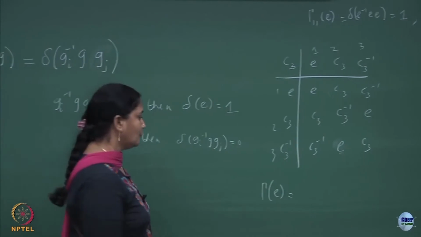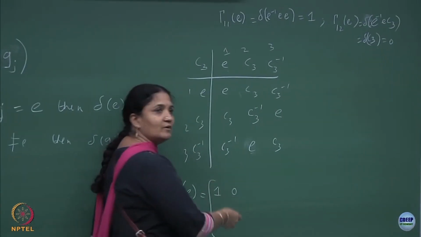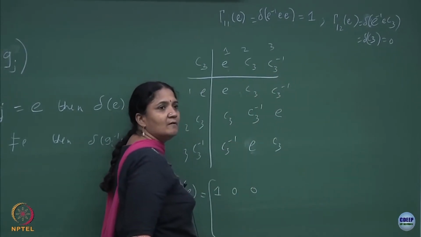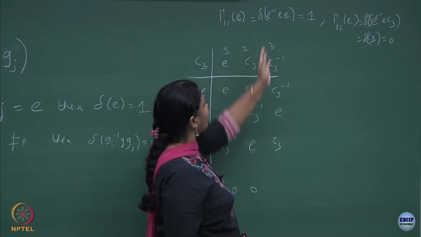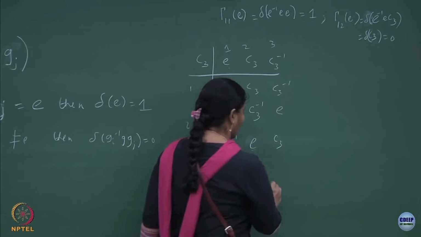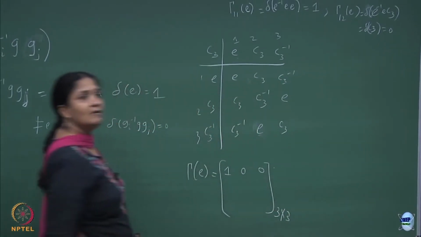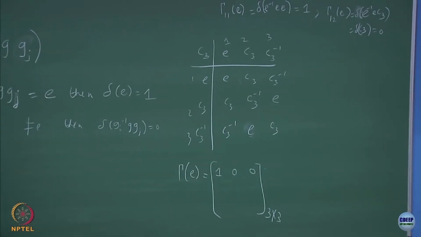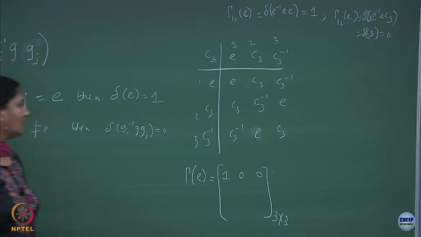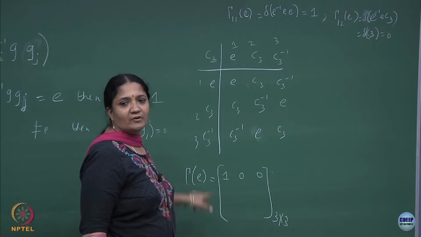So, the first element was 1, second element is 0, do the other things, and you do not need to write everything, you can check by using this that this will also be 0 and so on. So, it will be a 3 cross 3 matrix because the order of the group is 3. Clear? The next question is whether it will be reducible or irreducible.